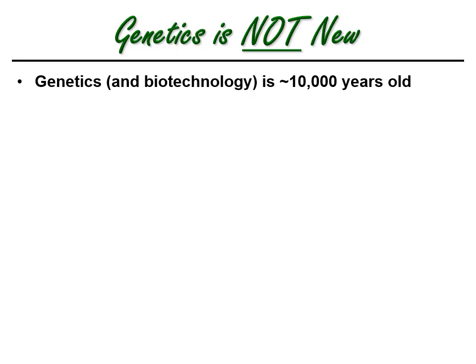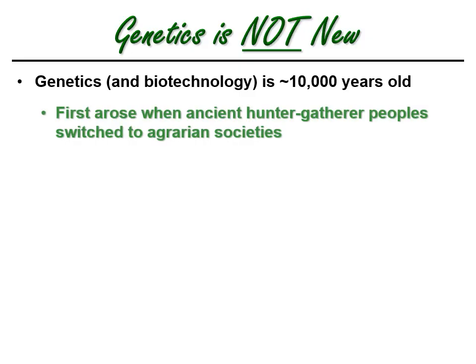Might be older, but 10,000 years old seems like a reasonable number, because that's about the time where we could say genetics first arose, when ancient hunter-gatherer people that were just scrounging for what they could find in the environment switched to agrarian societies. As soon as we started domesticating livestock and crops, we started breeding, we started choosing what livestock, what crops we wanted to grow, and making crosses, and even cloning plants back then, because it's so simple and can be done, that even Aristotle wrote about the cloning of plants, because it's been done forever.